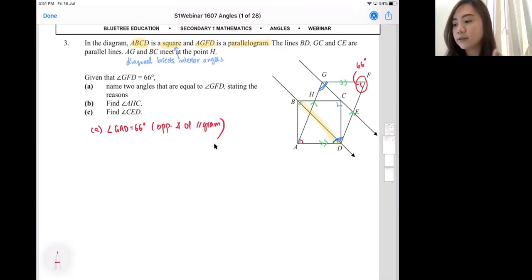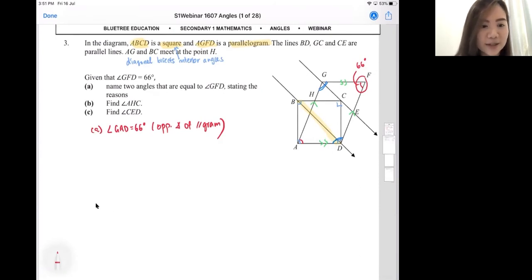Okay, we need one more angle. What is the other angle? Any idea? Name me one more angle that is equal to 66 as well. Who is this very bright, smart person who can answer me? What is this other angle that is also equal to this 66 degrees? Asha?